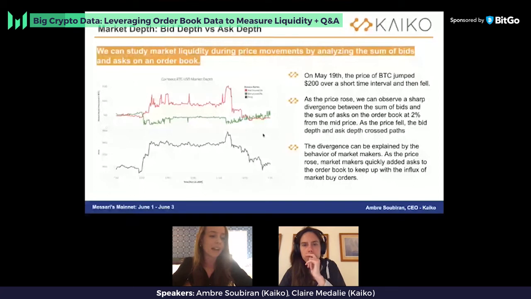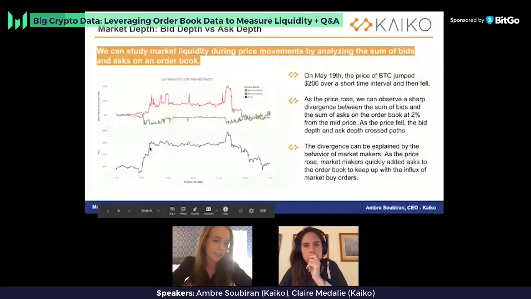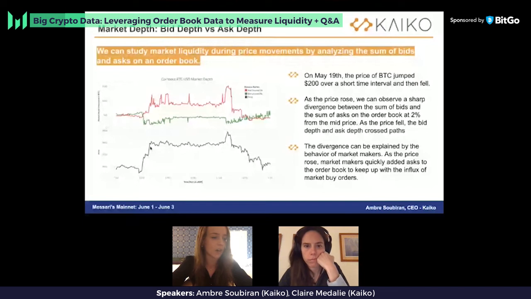This was from May 19th, where the price of Bitcoin rose really quickly. Here you see a very quick price rise over about 30 minutes, and it holds stable for a bit and then slowly falls. However, as the price rose, we observe a sharp divergence between the sum of the bids and the sum of the asks placed within 2% of the mid price. And as the price fell, we see another divergence between the ask depth and the bid depth.